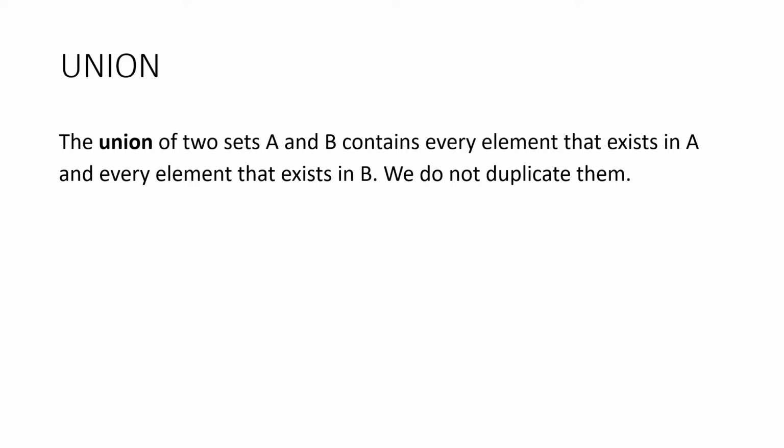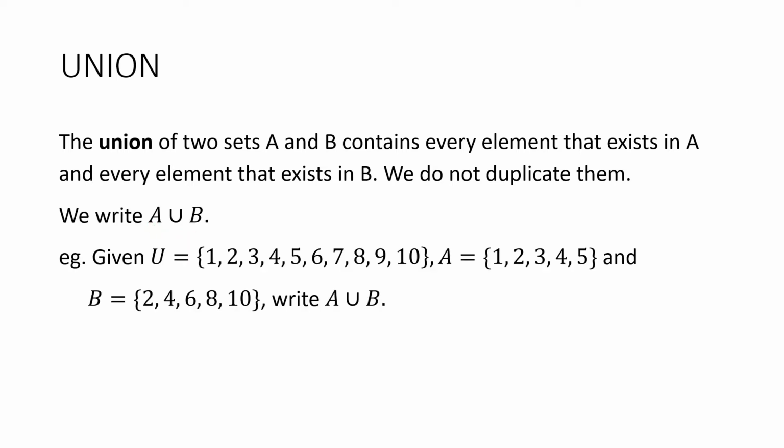Now let's look at a couple of operations with sets. Firstly, the union of two sets A and B contains every element in A and every element in B, but we don't duplicate them. And this is what we write. A union B. Here's an example. Given the universal set, which contains the numbers 1 to 10, set A is defined as the numbers 1 to 5, and set B is the even numbers 2, 4, 6, 8, 10. And we want to write A union B.